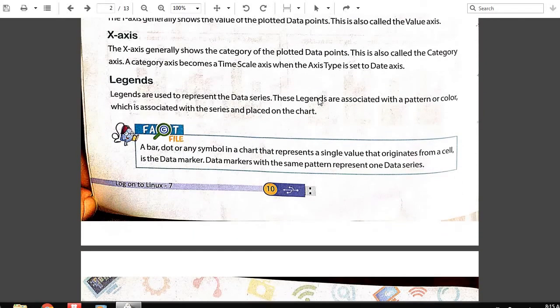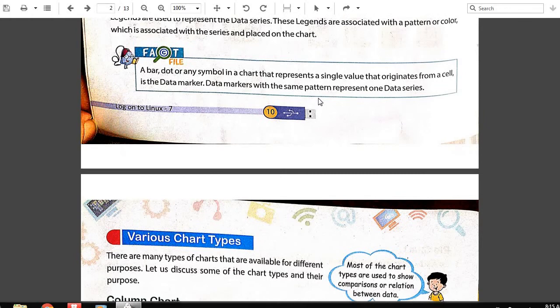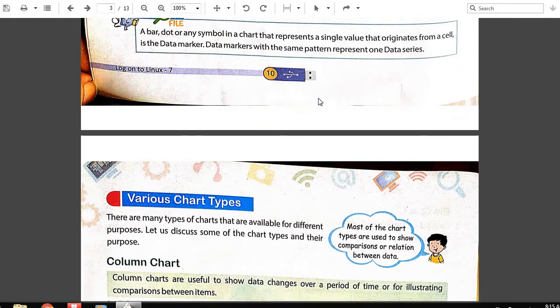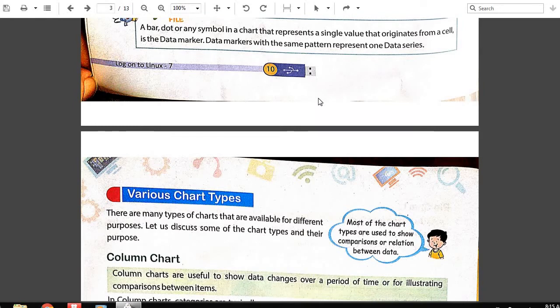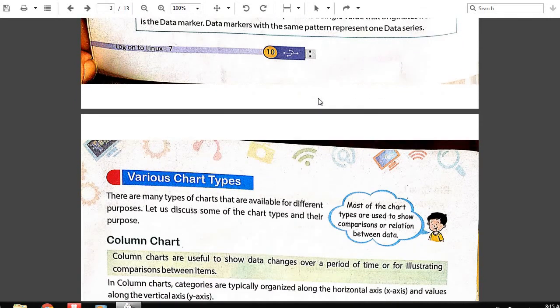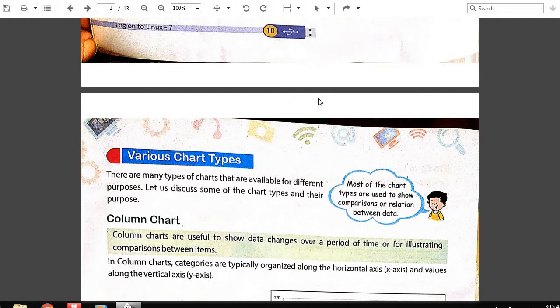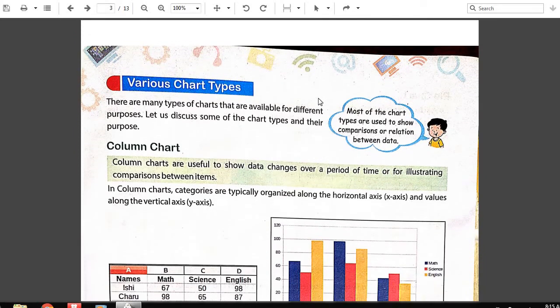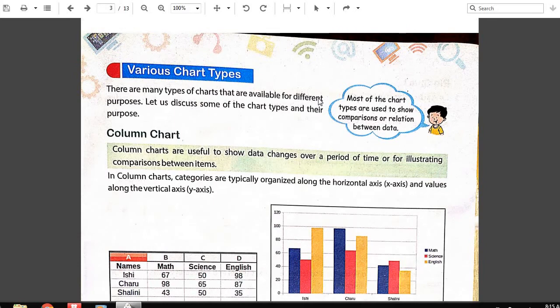Now we can move ahead. This was all about the different elements. It is very important to know the elements of a chart. Before creating the chart, you should know what the title is, what the x-axis is, what the y-axis is, what the data series is. Now we will be learning about different types of charts. Very important, various chart types.